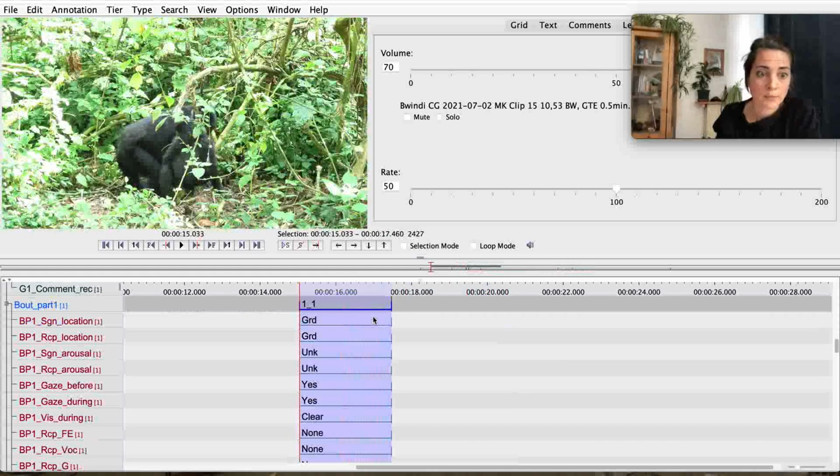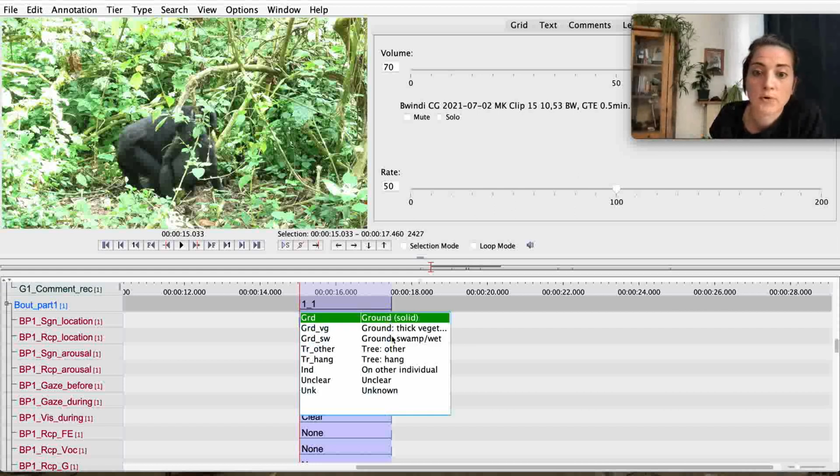Then we have the bout part tier with lots of child tiers, where we annotate things like more environmental factors. Were they on the ground? What kind of ground was it, thick vegetation, swampy ground, or solid? Or were they in the tree or on another individual?